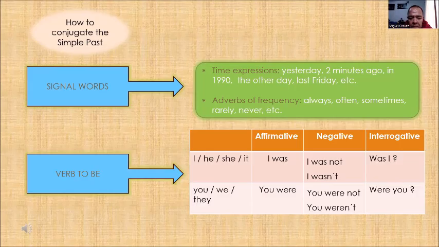The verb be is irregular in the simple past. We use the contractions wasn't and weren't in negative sentences. I was. I was not or I wasn't. Was I? You were. You were not or you weren't. Were you?